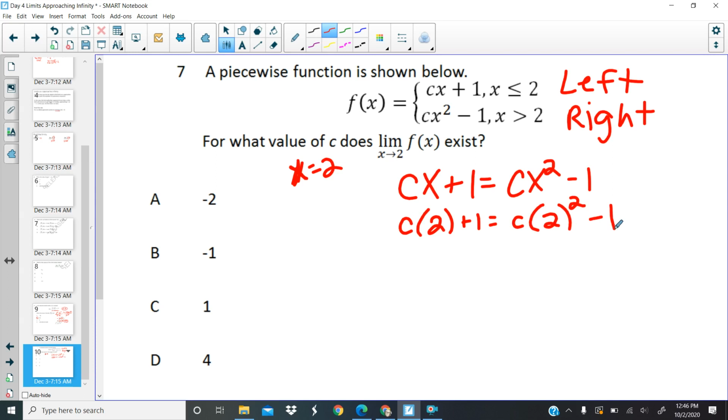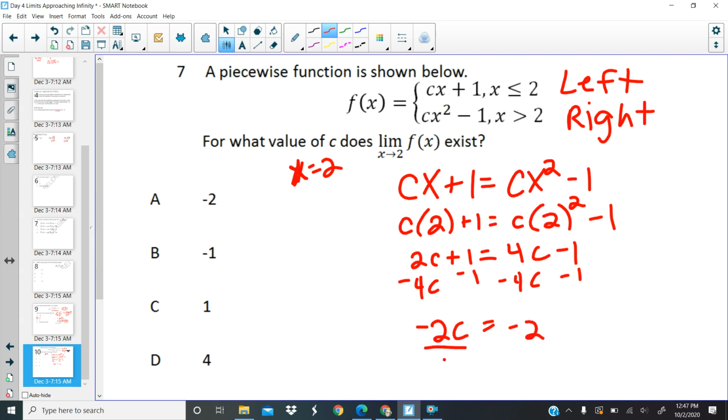And then I just want to simplify that. On my left-hand side, I have 2c plus 1. And it's equal to 2 squared times c, which is 4c minus 1. And I just want to solve now. So I'm going to subtract 4c from both sides, and I would get negative 2c. And then I'm going to subtract my 1 to the other side, and I would get equals negative 2. And now if I divide by negative 2 on both sides, I end up getting c equals 1. And so that's going to be c.